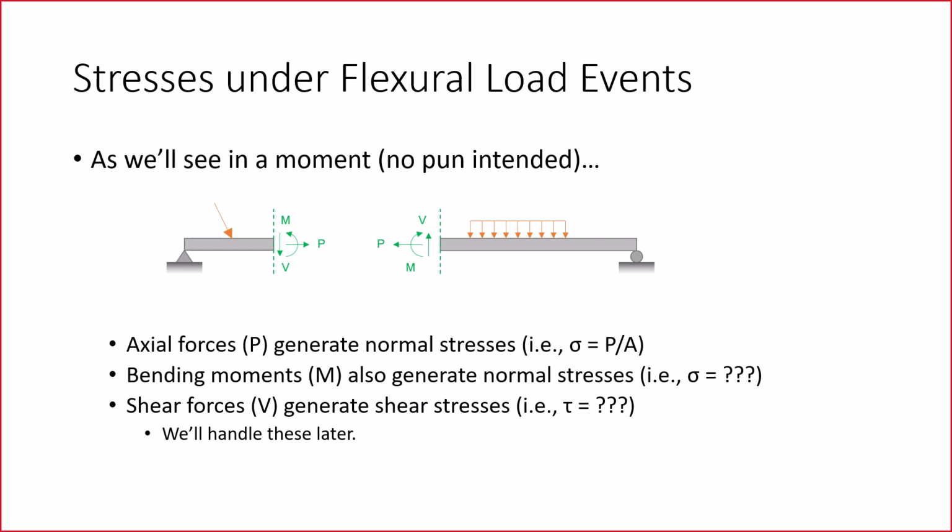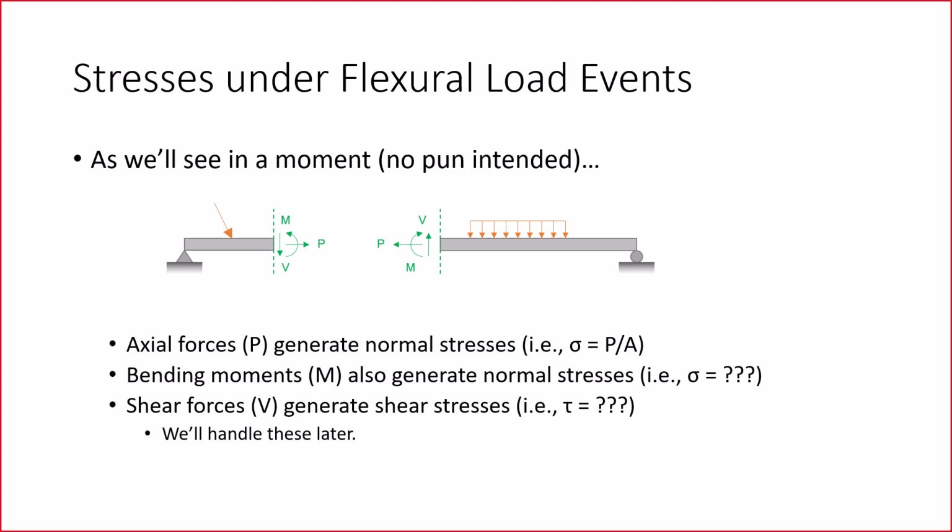Now, the shears, we're going to handle these later. But today, I want to determine this. Now, spoiler alert, I think we all know what this formula is going to be. It's going to be sigma equals My over I. But why? Why that formula? Okay? Well, today, I want to discuss that formula, and I want to discuss where it comes from.